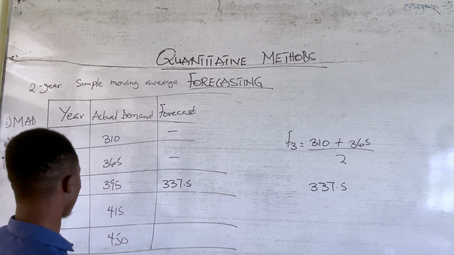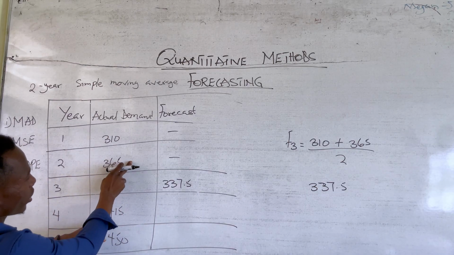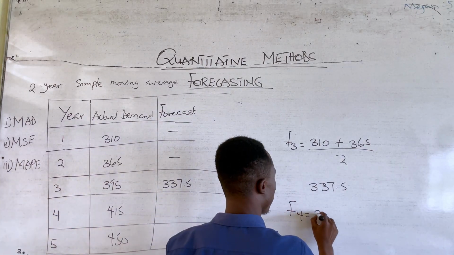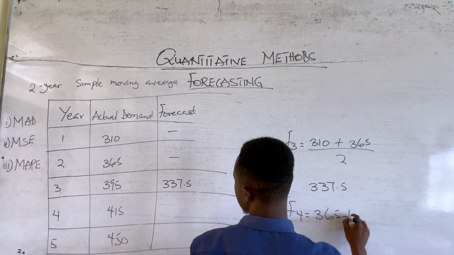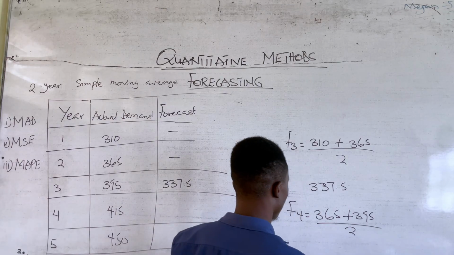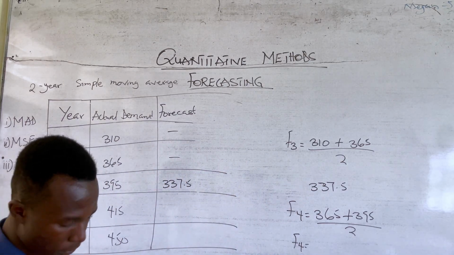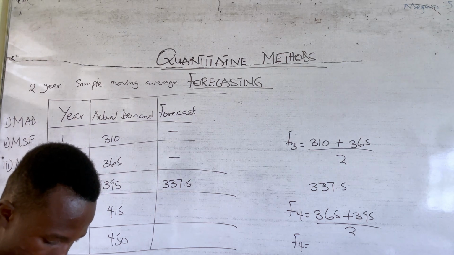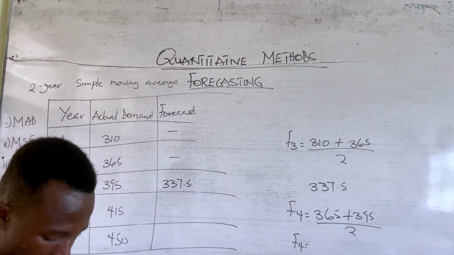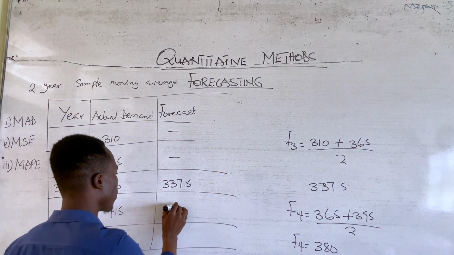Alright, then when we come to week 4, we have the previous 2 years. We have what? 1, 2. Okay, so we have F of 4 equal to 365 plus 395. Then we divide it by 2. So our F of 4 is also equal to 365 plus 395. Divide everything by 2. We have 380 here, if I'm not mistaken.